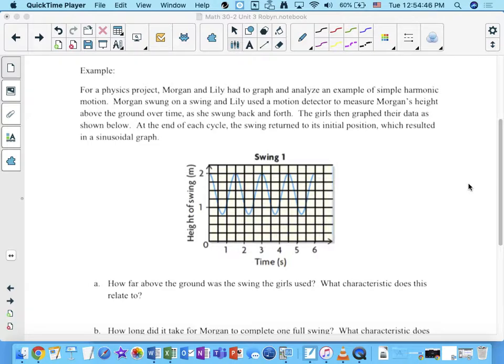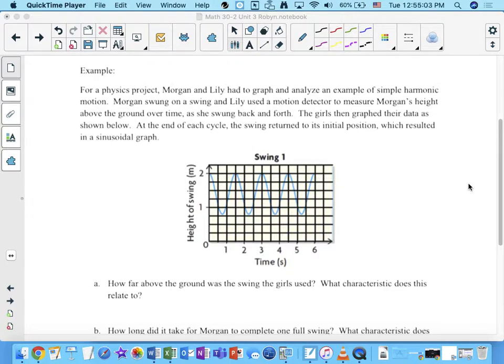So the height above the ground of the bottom of the pendulum or the bottom of the swing, which is where the person's gonna sit, is cyclical. And so it can be modeled using a sinusoidal function. Okay, so we're gonna look at one of these.